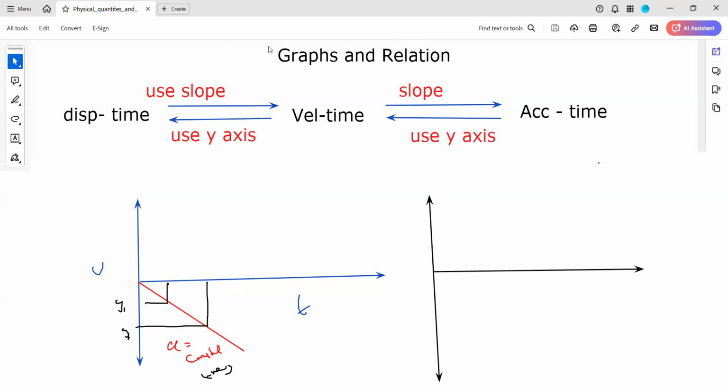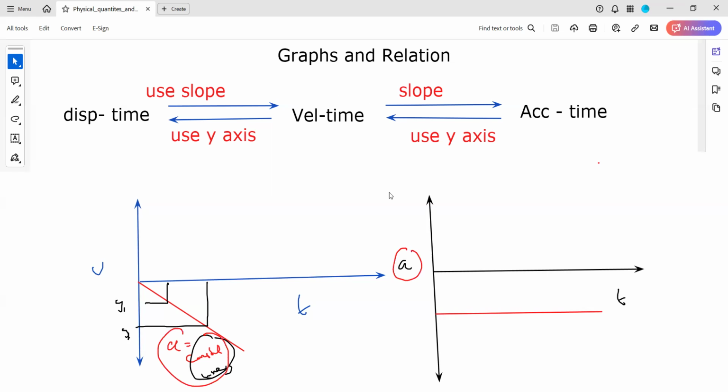So if you want to sketch an acceleration time graph, we want negative constant acceleration, which means the value of the acceleration should not change and it should be negative. So if the value of acceleration does not change and is negative, it will be a straight horizontal line below the x-axis.